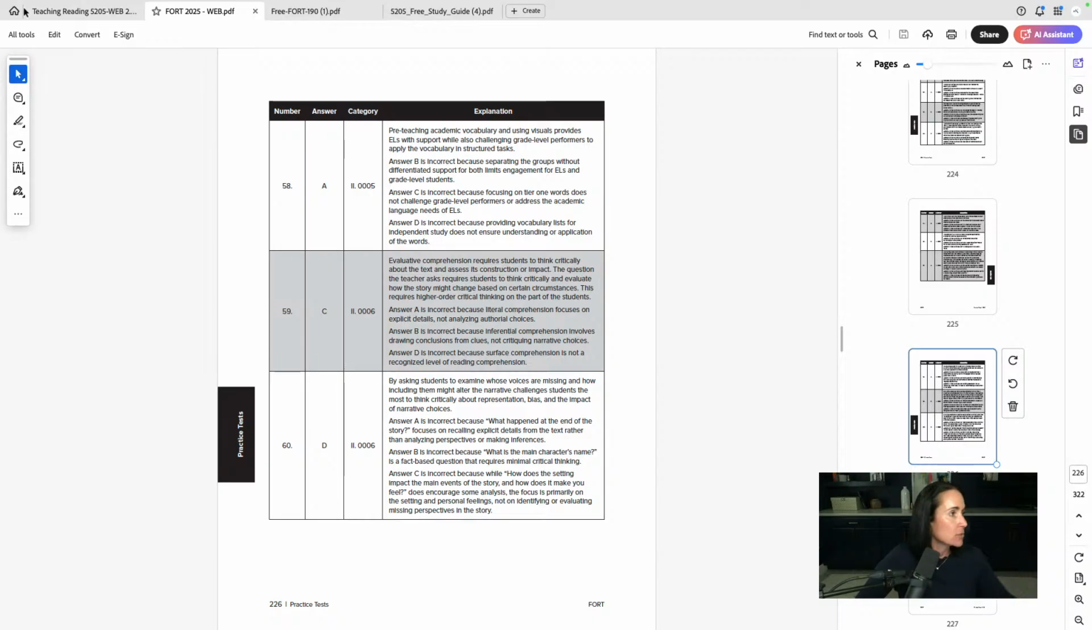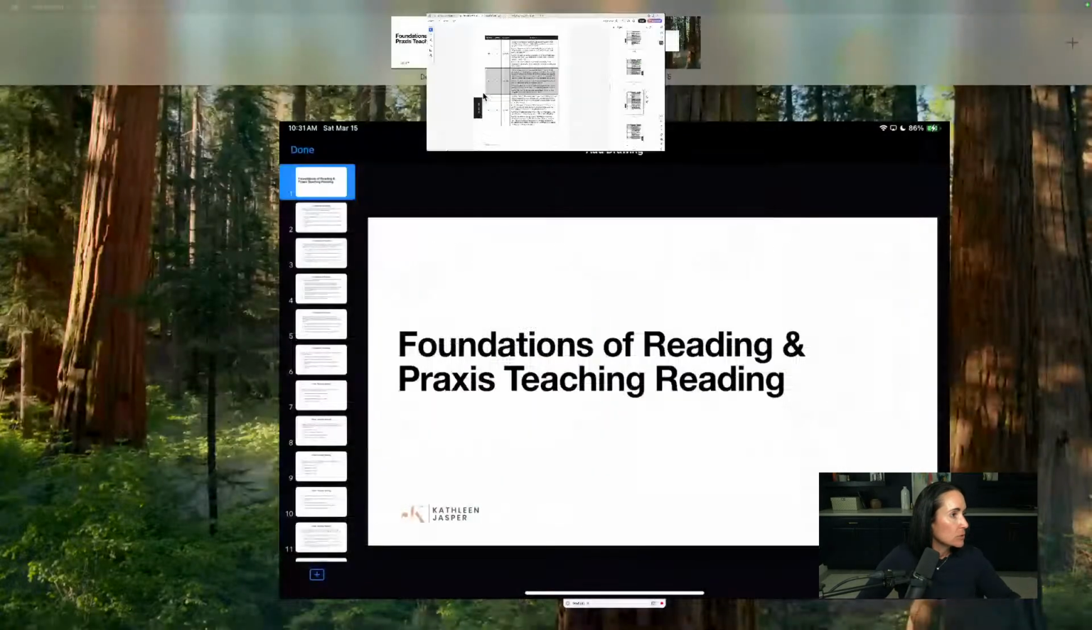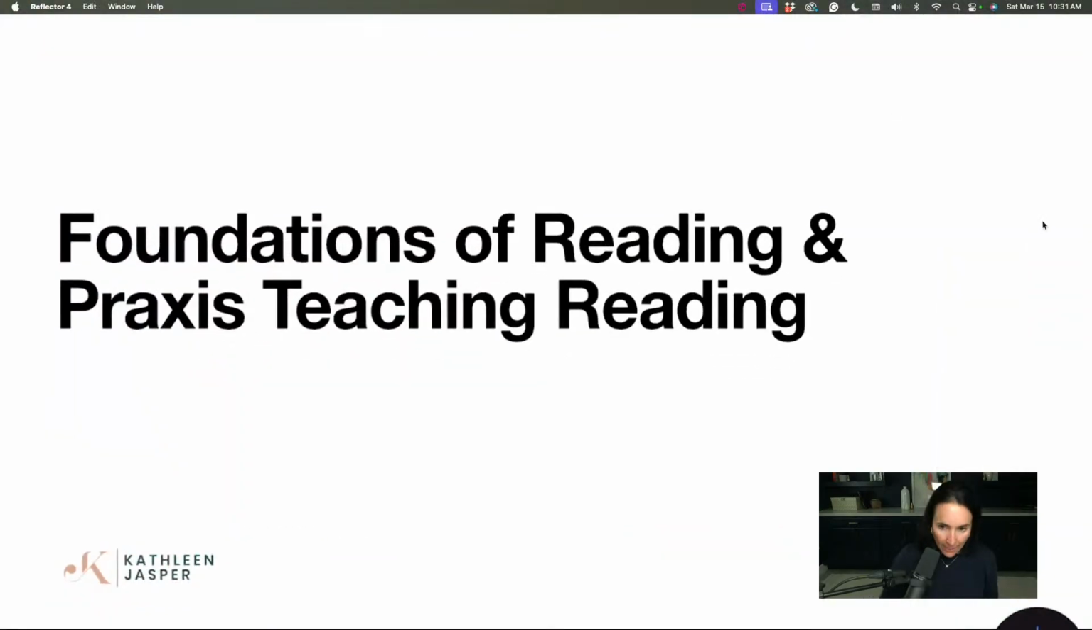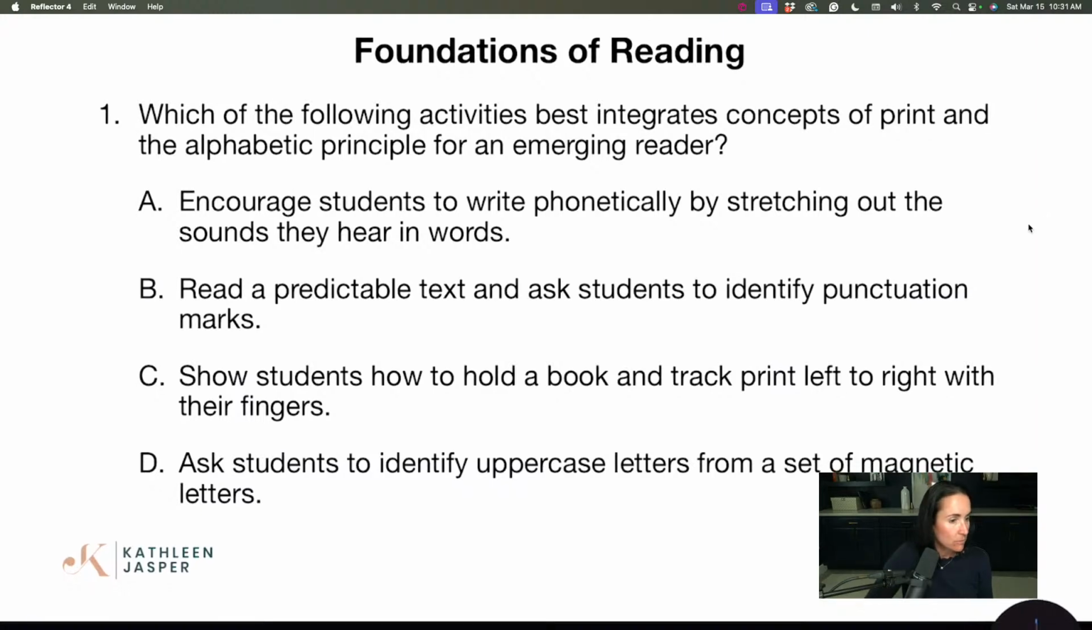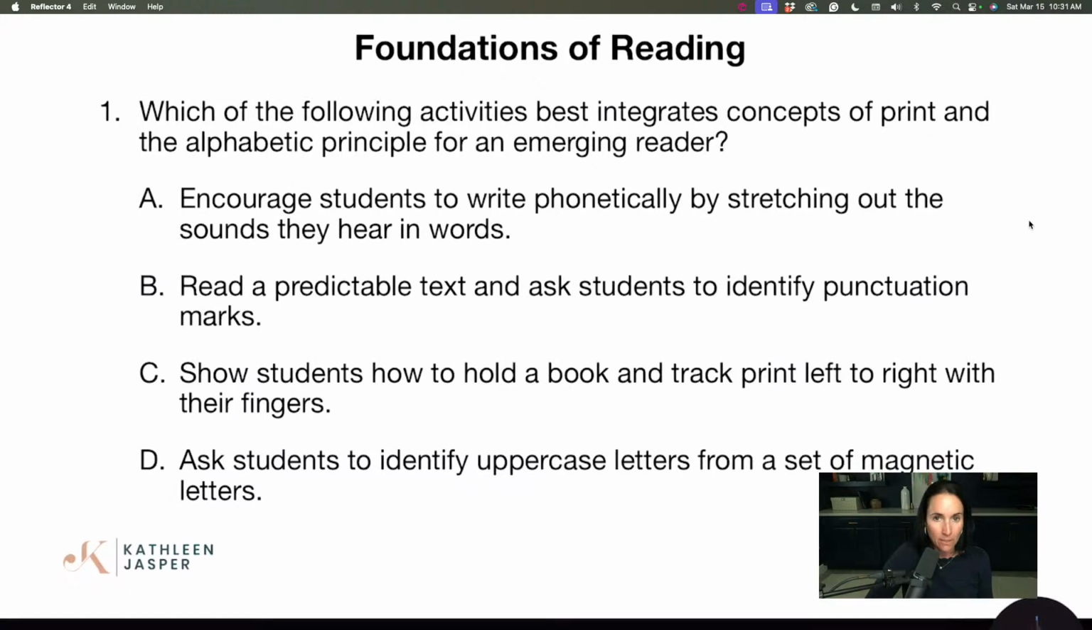Okay. All right. So now let's go to here. All right, so let's do it. We are in the Foundations of Reading and Praxis Teaching Reading. Let's go ahead with some test questions. Now, I want you to work backwards from this. Let's just move this up slightly because my head is down here. I don't want to cover this.